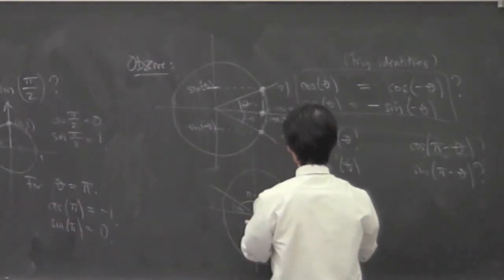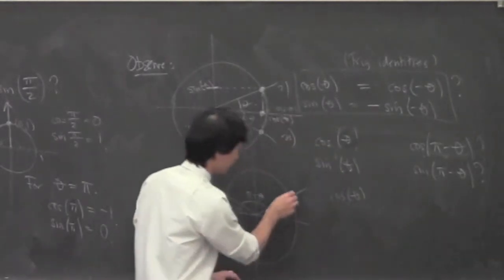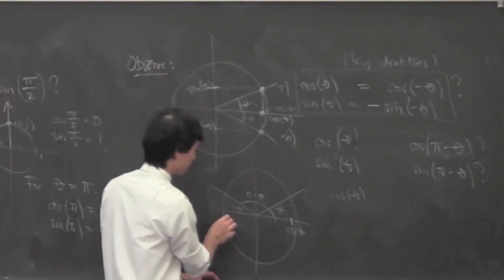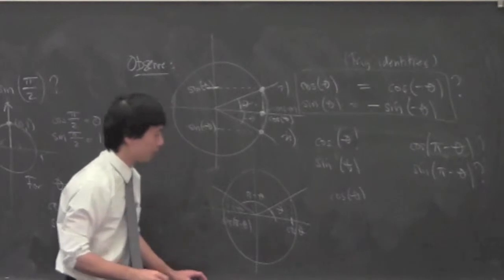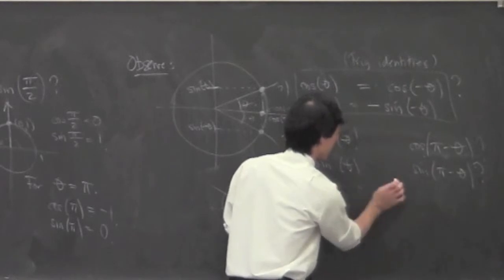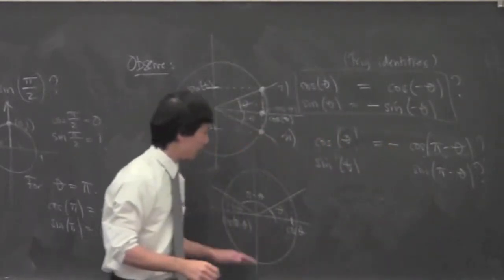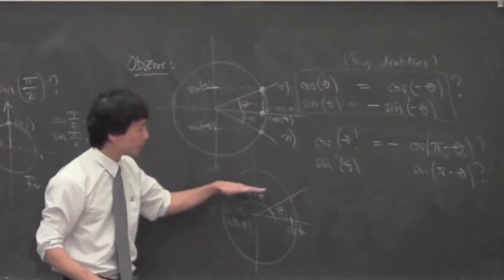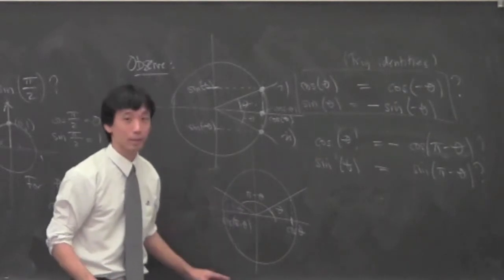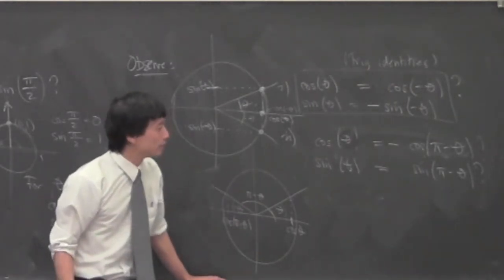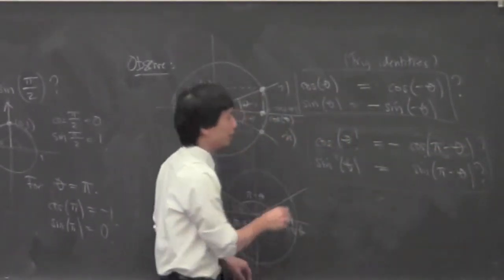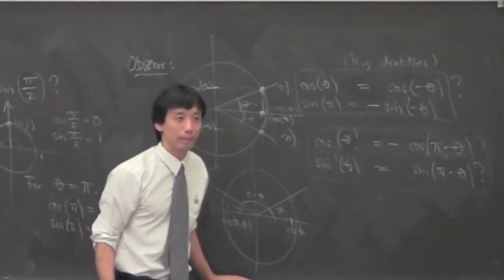Cosine of theta is this thing, and cosine of pi minus theta is this guy. So you see that they're negatives of each other. And this time the signs, as Becca said, are the same. Sine of theta and sine of pi minus theta are the same. So this is another set of identities, and we get these for free as well.